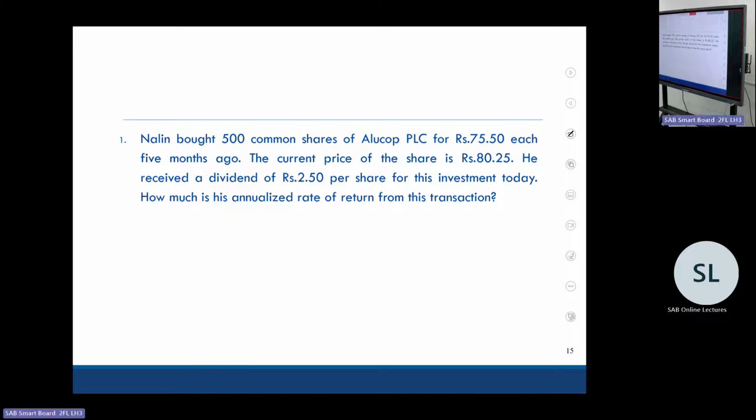Nalin bought 500 common shares at Alupok PSC for 75.50 rupees each 5 months ago. The current price of the share is 80.25 rupees. He received a dividend of 0.50 rupees per share for the investment today. How much is the annualized rate of return from this transaction? Now you can do it. Quickly calculate and tell me the answer.